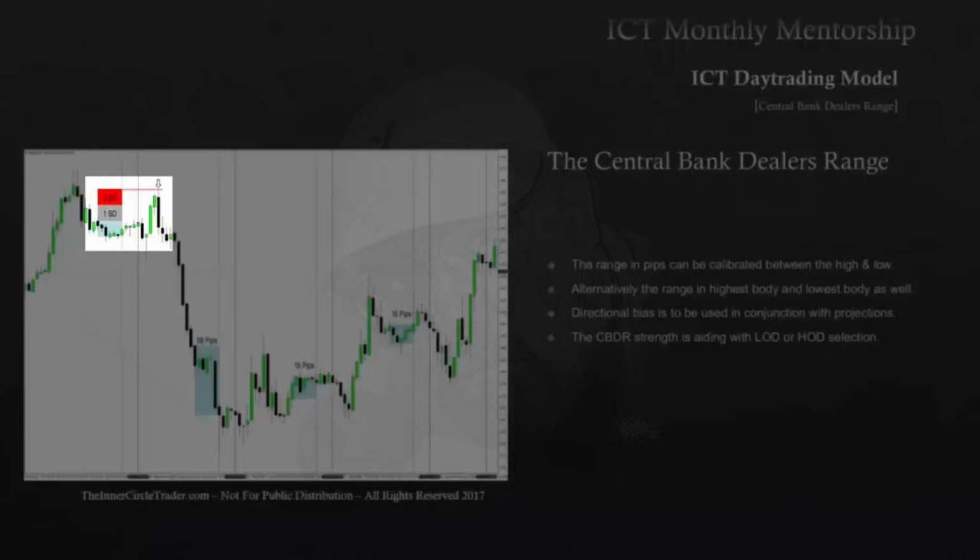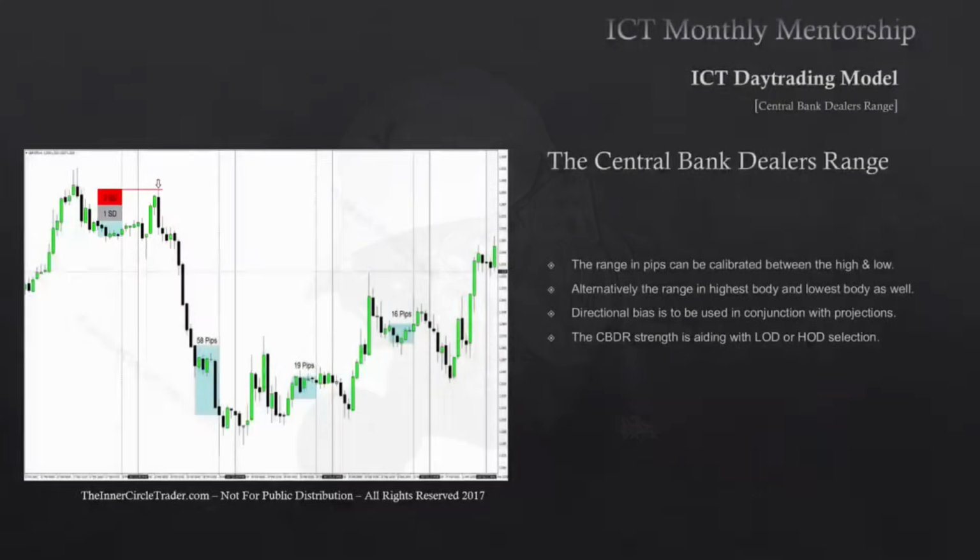Notice how it takes you right to the high of the day formed in London that particular session immediately after the central bank dealers range closes. So in other words, at 8 p.m. starting the Asian range, project that range that we created for the central bank dealers range 2 standard deviations up. That gives us the projected London high. Now, it does not mean it's going to call it to the pip. It might go a little bit above it. It might fall a little short of it, but it gives us a range to look for.